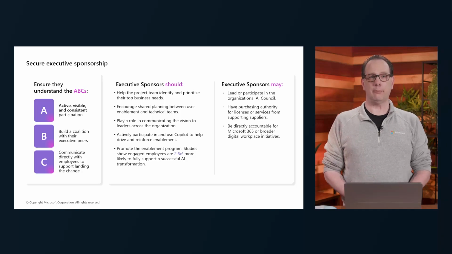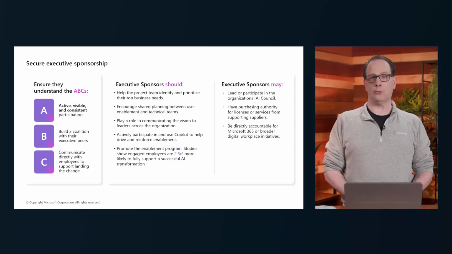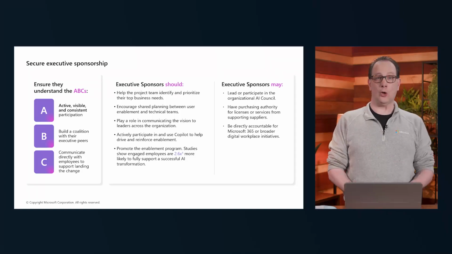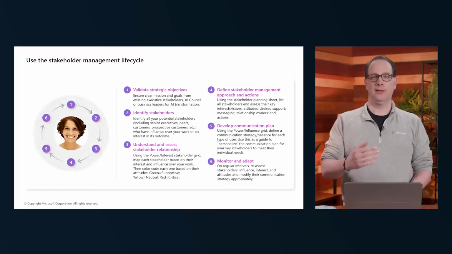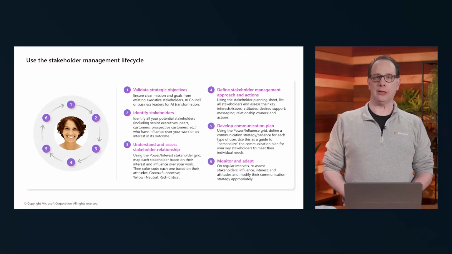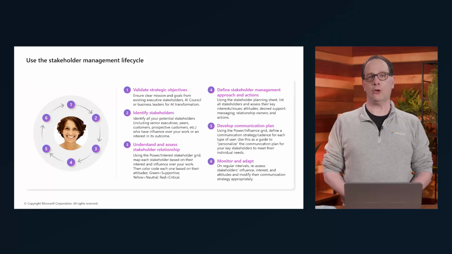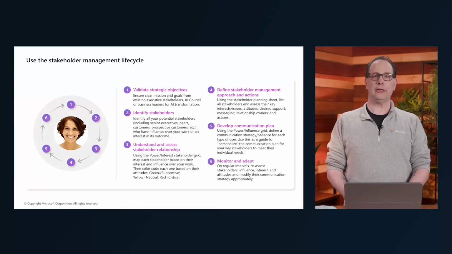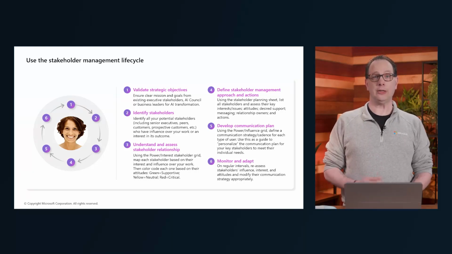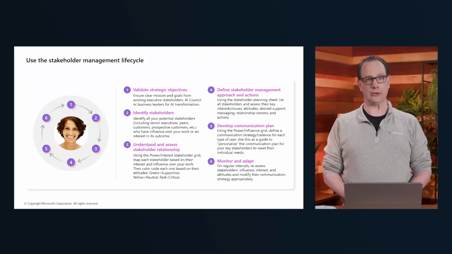Next, but again, these are merely suggestions. You'll see a list here of what an executive sponsor should do and what other objectives they might also still take ownership of. Stakeholders are essential in the transformation as they can help you gain buy-in, support, and feedback from senior leaders, managers, but also end users who are involved in or affected by the adoption project. Now, we suggest using the stakeholder management lifecycle for managing your stakeholders. This structured approach will ensure stakeholders are engaged but also supportive of the AI transformation efforts.